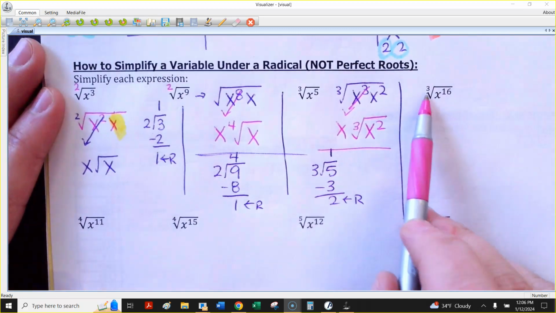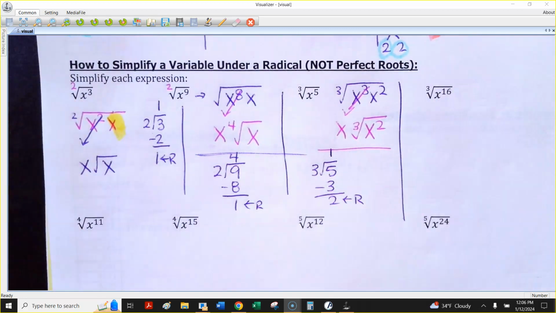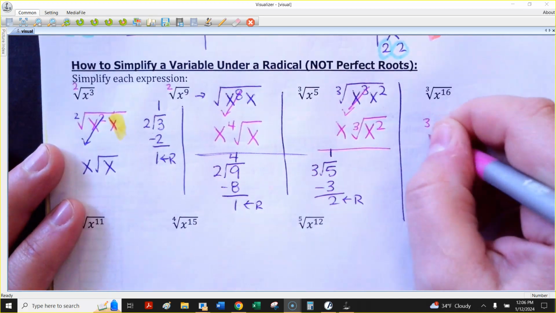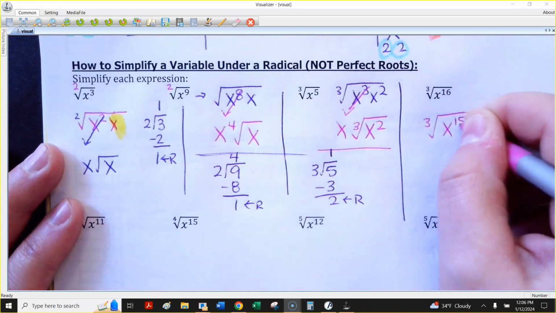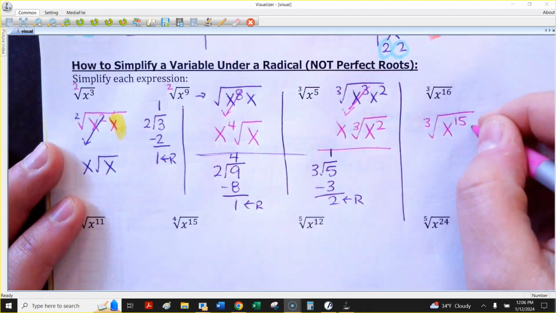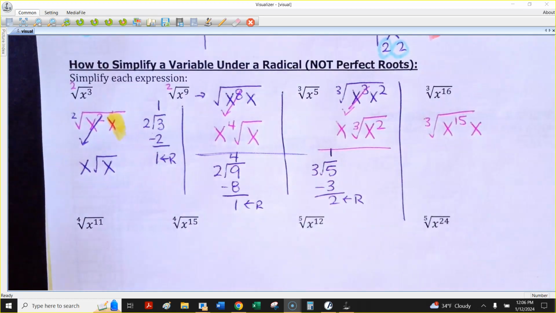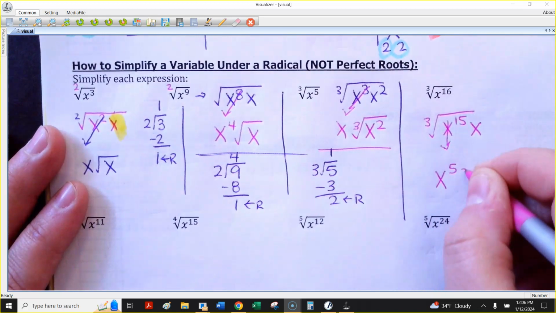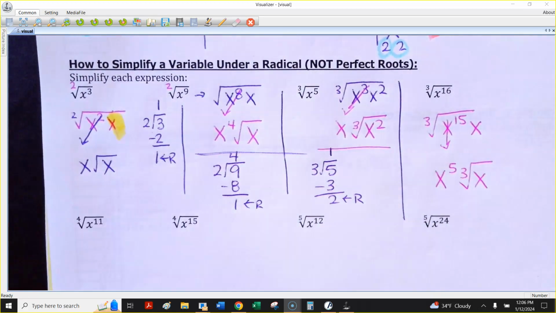So this x to the 16th. If I'm trying to get something divisible by 3, how would you break apart 16? 15 and 1, exactly. So 15 is divisible by 3. That's going to be your perfect cube. And then you just have 1x left underneath. This would come out as x to the 5th, and then left under your cube root, you'd have an x.